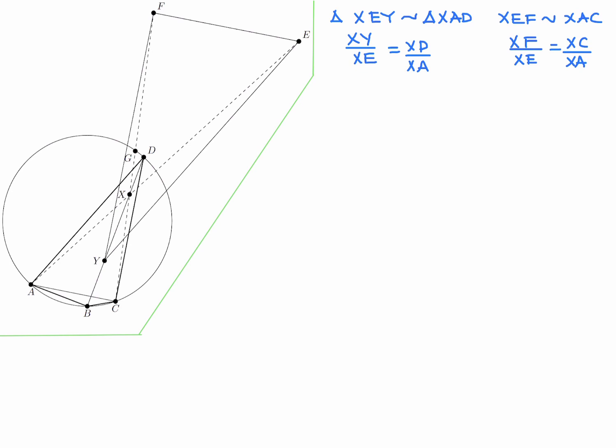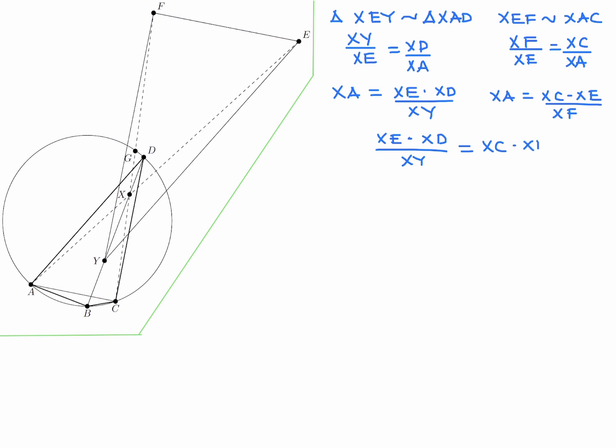And now what we have to do is fiddle around with this to come up with a logical conclusion. Both of these have XA in them, so we can isolate for XA pretty easily. It's going to be XE times XD over XY here. And from this one, XA is equal to XC times XE over XF. And then we can set these equal to each other. XE times XD over XY is equal to XC times XE over XF. And then the XE's cancel, so you're just left with XD over XY is equal to XC over XF.